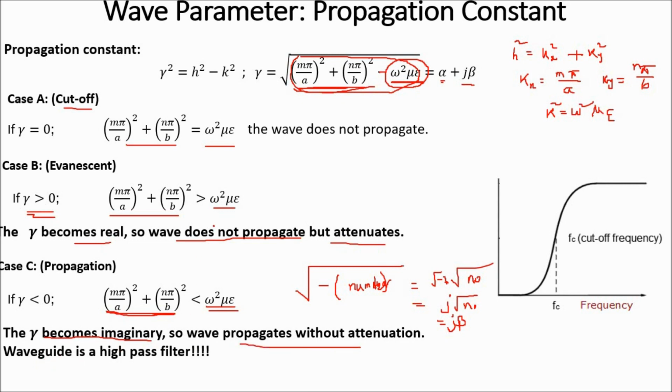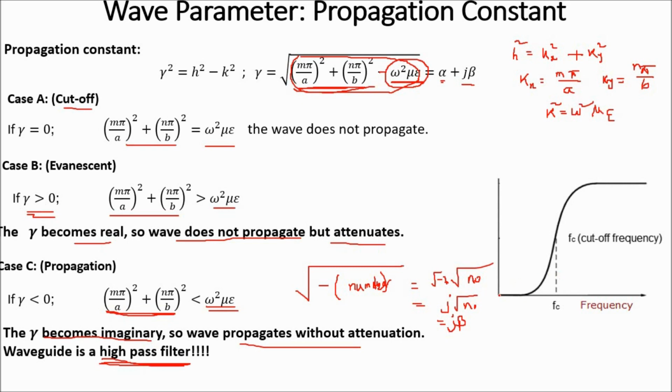And from this we can say if the frequency is less than the cutoff frequency, the signals will not propagate. And if the frequency is higher than the cutoff frequency, then the signals will propagate. So the waveguide can be used as a high pass filter.